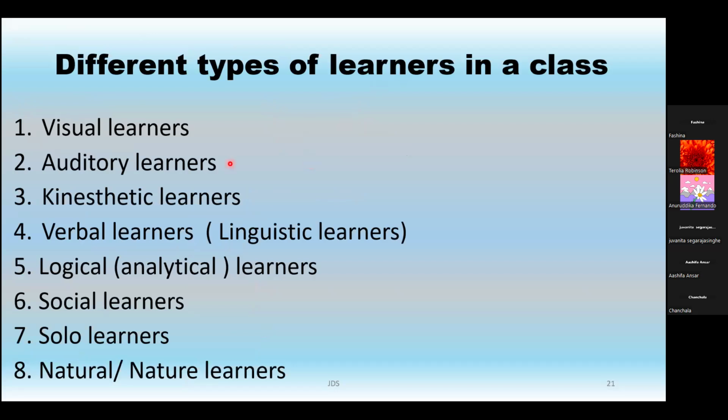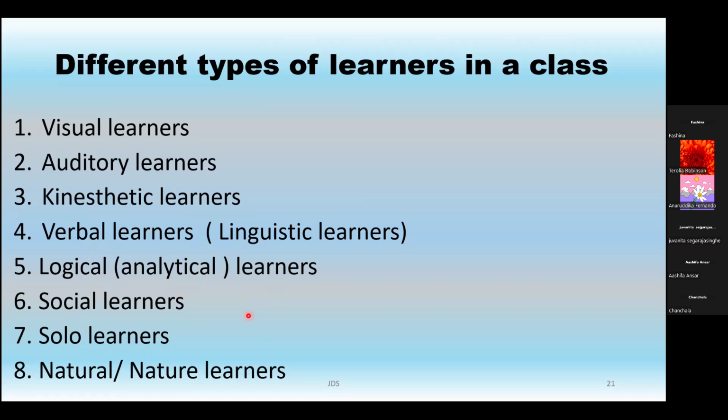Based on the learning styles, you have different kinds of learners. Different types of learners can be found in a class. Just go through them. Visual, auditory, kinesthetic, verbal learners, people who are very articulate, who can use the language very well, right? Speaking tasks. Logical learners, especially children who are good in reasoning, mathematics, science, right? Analytical skills fall under logical learners.